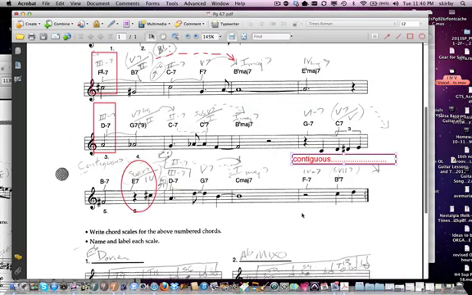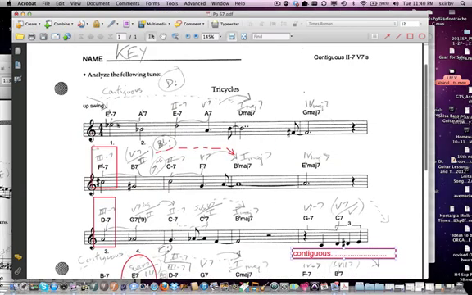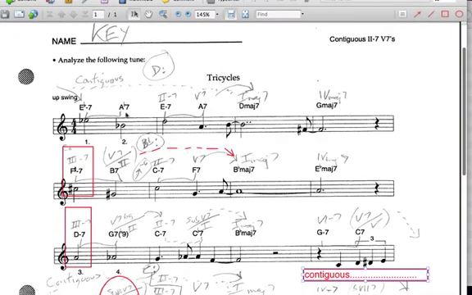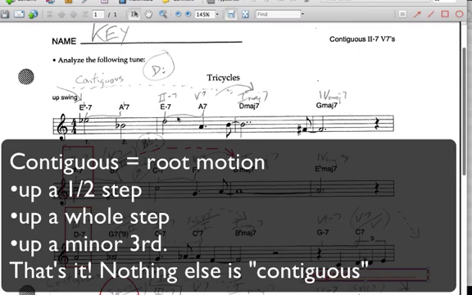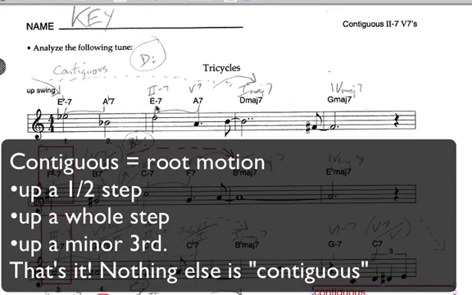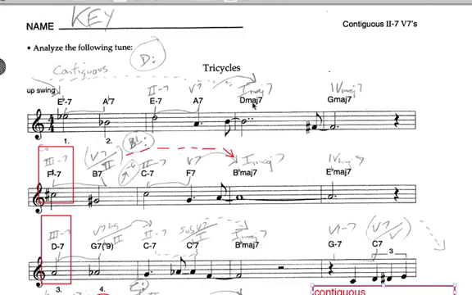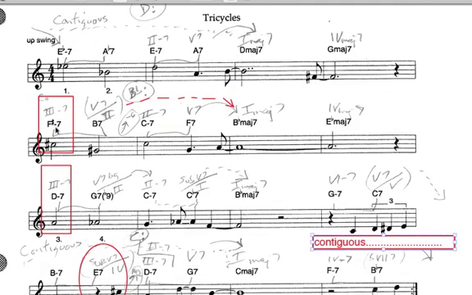Talk about tricycles. Here's the key analysis. So we've got contiguous 2-5 because it's proceeding up, it's non-diatonic, it's proceeding up a half step to this diatonic 2-5, which then resolves. So this creates a contiguous event. Down a fifth 1, 4, down a half step to 3 minor 7.